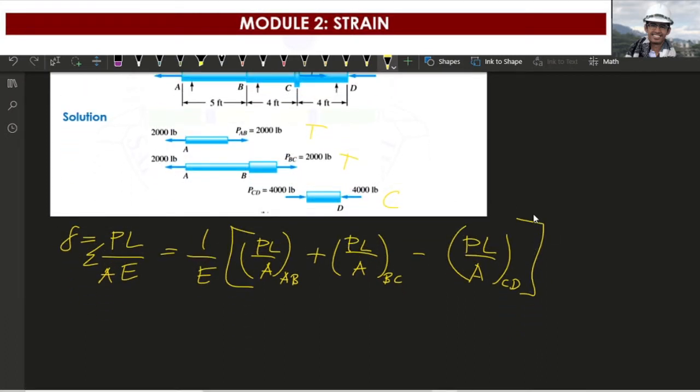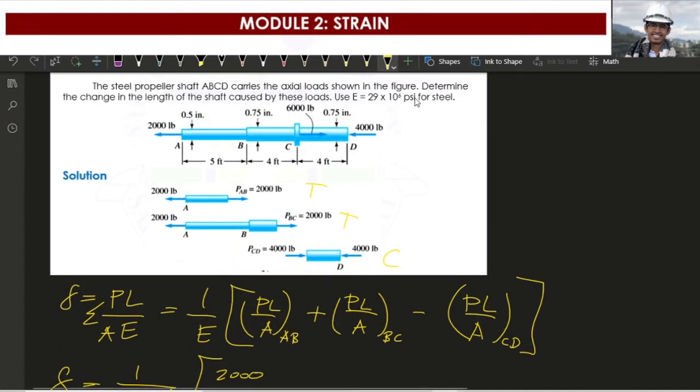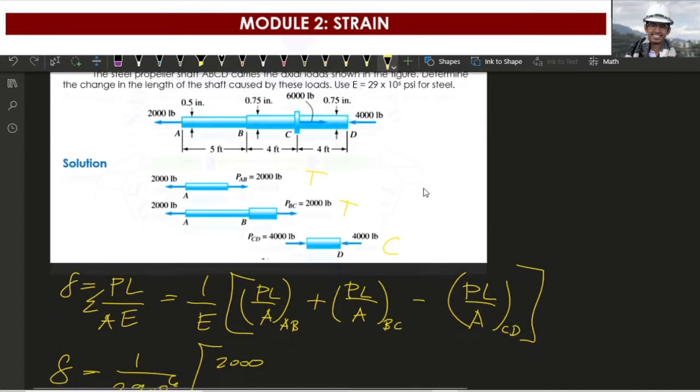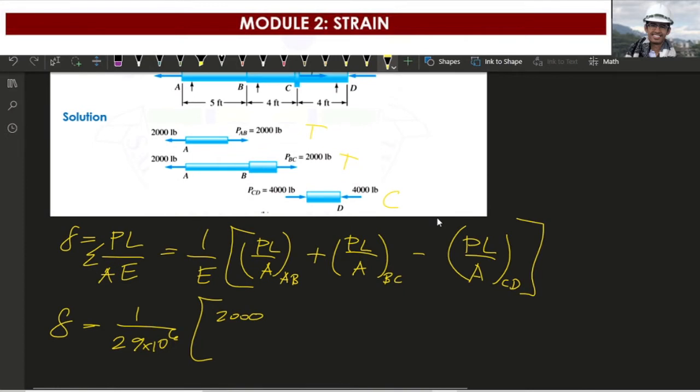So what comes out is the elongation equal to 1 over 29 times 10 raised to 6, multiplied by our force of 2,000 pounds times its length, 5 feet. Take note of the units. Since we use psi, our length should be in inches, so that 5 feet must be converted.